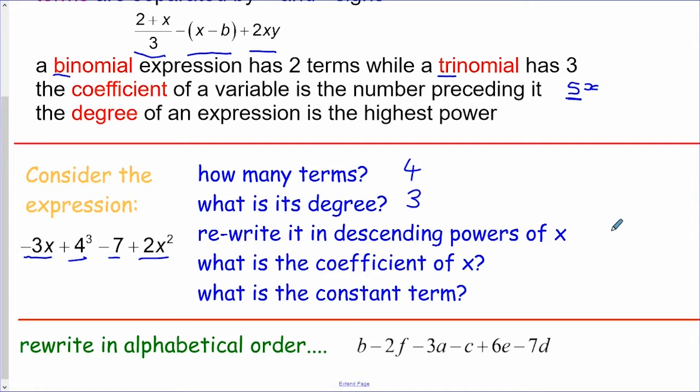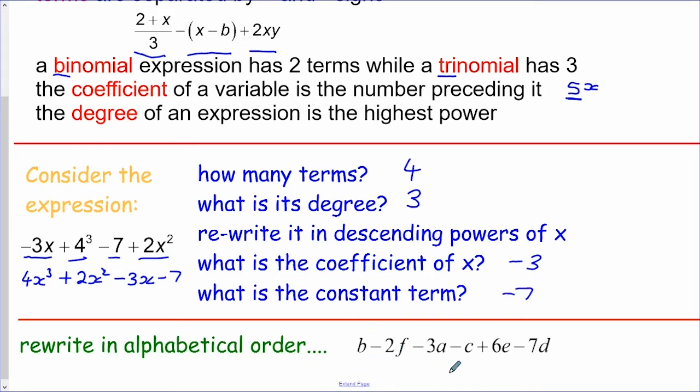We can rewrite it in descending powers of x. I'm going to do that over here. Remember, descending means from biggest to smallest. So 4x cubed. Notice that it's a positive 4x cubed. So the sign to the left of the number is what really matters. Now plus 2x squared. And that plus is coming from that plus in front of the x squared there. Then minus 3x. And again, we're taking the sign that the 3x has with it. And then minus 7. What is the coefficient of x? Well, the coefficient of x is negative 3. What's the constant term? Well, negative 7.